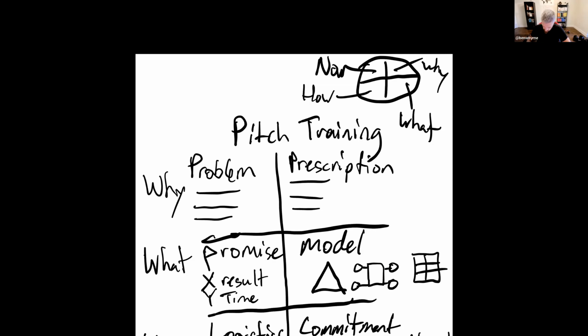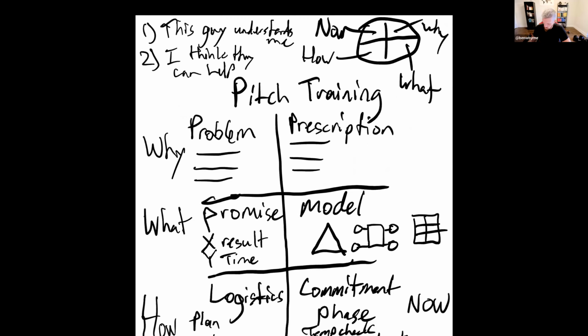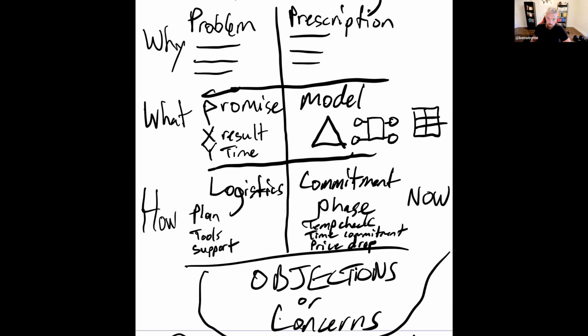So like your sales call, I was always taught this. You want them to feel two things on a sales call. Number one, this guy or girl or whatever you are understands me. This guy gets me. This should say understands me. And number two, I think they can help. Okay. So assuming you did a really good job up here, and then you ask some good consequence questions.